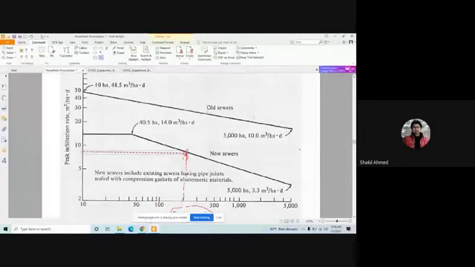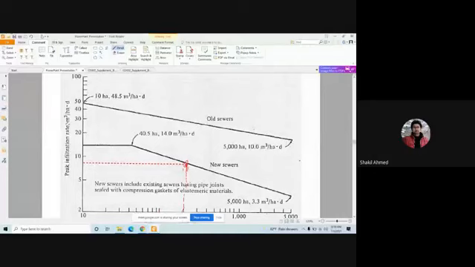Okay. So you can calculate the infiltration rate in meter cube per hectare per day. The reading here will come in meter cube per hectare per day. Okay, fine.